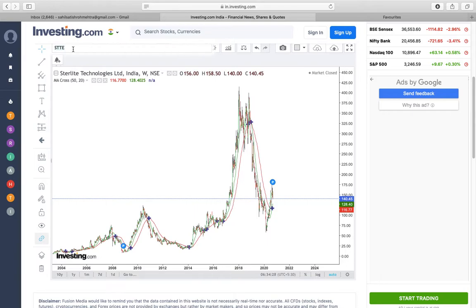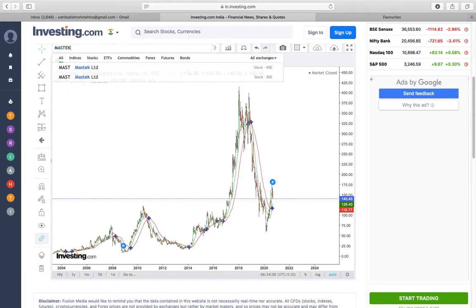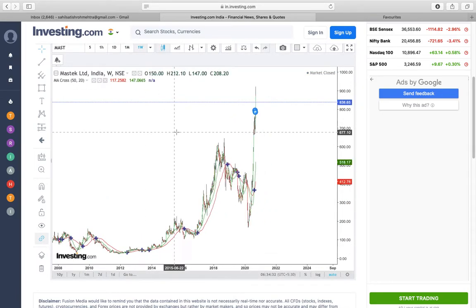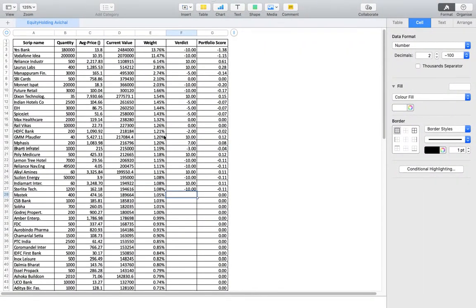Mastek, I think, was in the news, and it should be a strong stock, if I remember. Yeah, so it's a plus. It's a clear cut breakout. It's definitely something that we want to try. I think it's a 10.